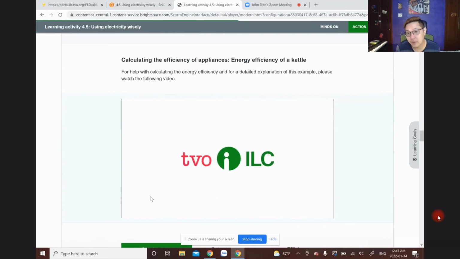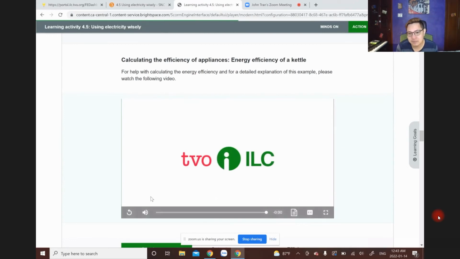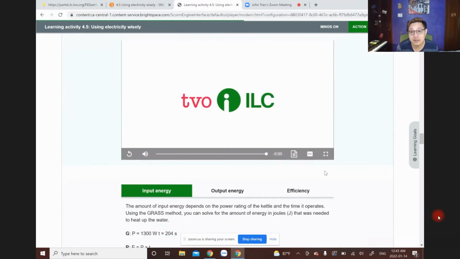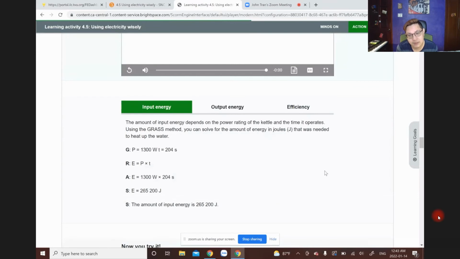So it's a three-part question. You have to find the input, the output, and then put them in the equation. They use two different equations, and then efficiency as a third equation.